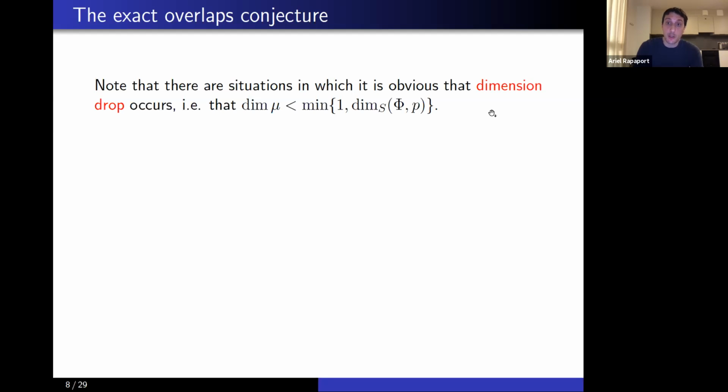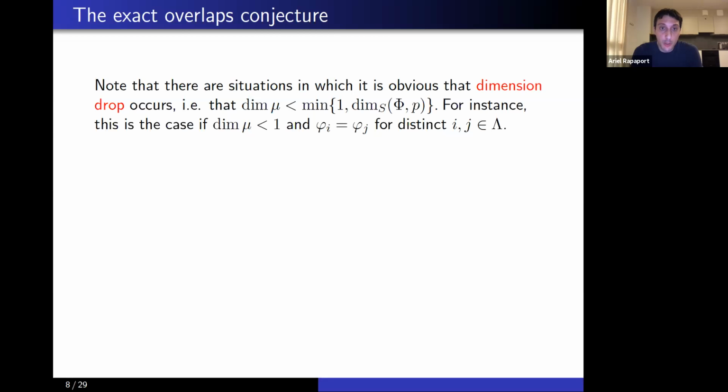I'll describe the simplest situation in which such a thing can occur. Suppose that we know that the dimension of mu, the self-similar measure, is strictly less than 1, and that there are two distinct indices i and j in our index set for which phi i is equal to phi j. In which case there is a dimension drop. Why is this? Because we can throw from the function system phi the map phi j, for instance, and from the probability vector we can throw the jth coordinate and add it to the ith coordinate, and then we get a new IFS and a new probability vector. But the self-similar measure will not change, and the Lyapunov exponent will not change, but the entropy will decrease strictly. Then the dimension of the self-similar measure will be bounded above by the new similarity dimension, which is strictly less than the old similarity dimension. And so we will have a dimension drop in this situation.